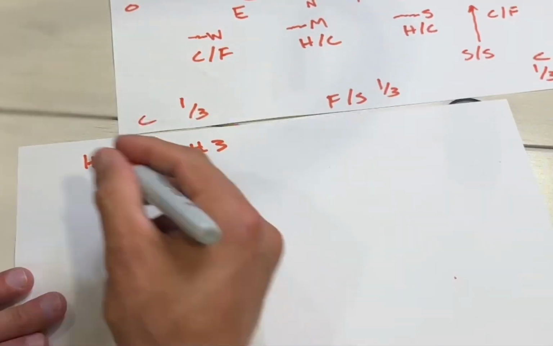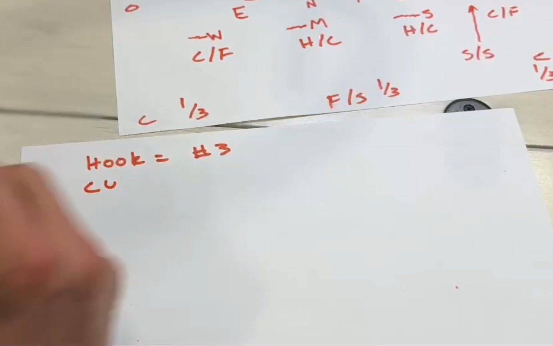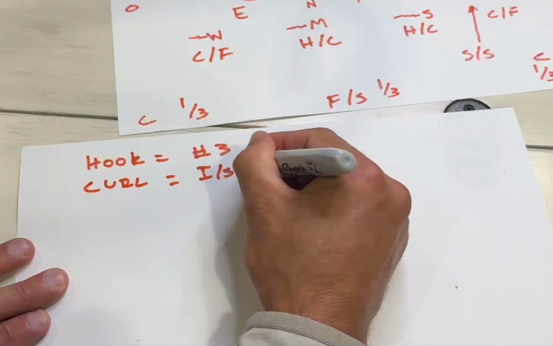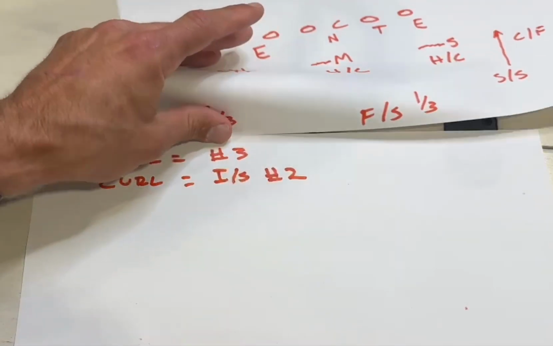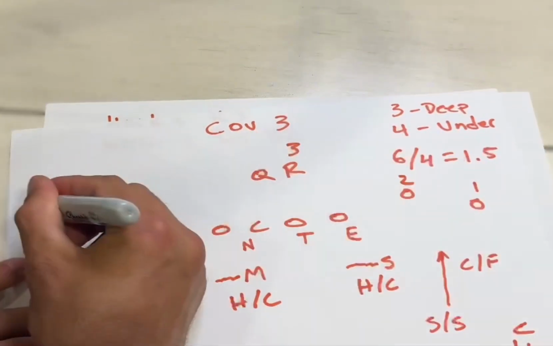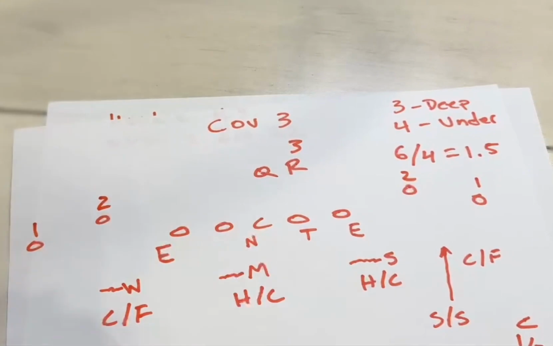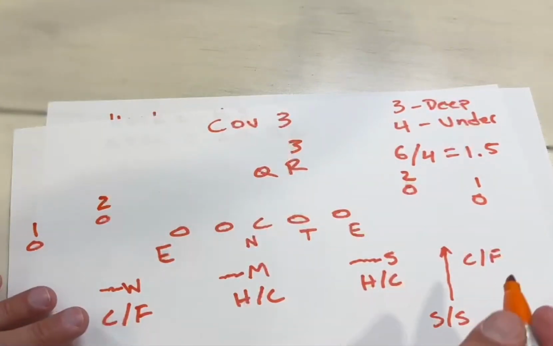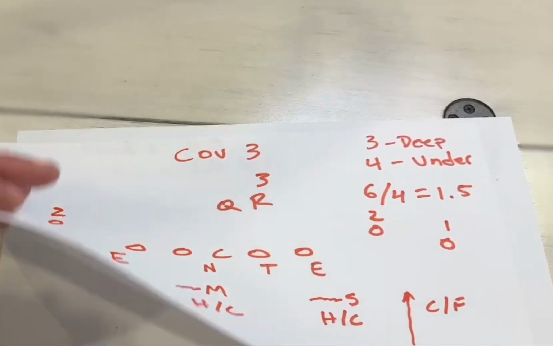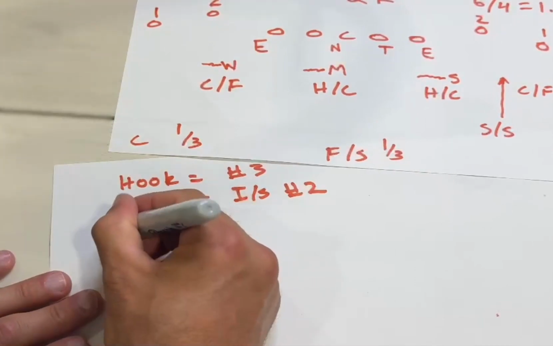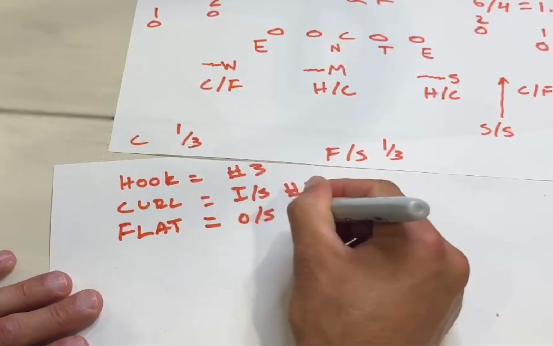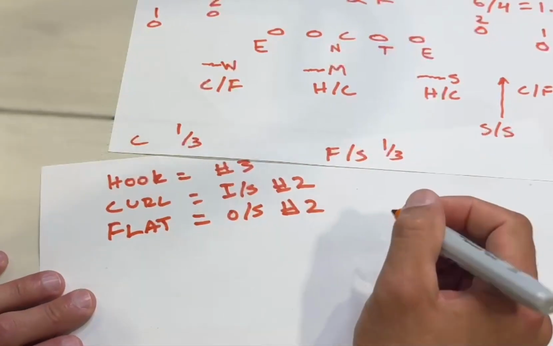Curl means inside number 2. Going back here, here's number 1, here's number 2. Here's number 1, here's number 2. So 1, 2, 3, 2, 1. The curl flat defender is going to be working from the inside of 2 to the outside of 2. Going back to this, flat equals outside number 2, all the way to the inside of number 1.